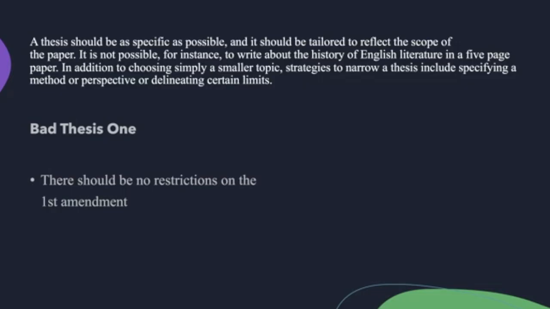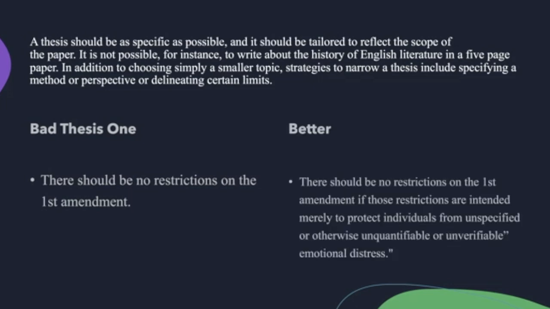It says there are no restrictions on the First Amendment. There actually are, but this is not very specific anyway. There should be no restrictions on the First Amendment if those restrictions are intended merely to protect individuals from unspecified or otherwise unquantifiable or unverifiable emotional distress. Okay? Again, this is a very specific way of saying there should be no restrictions.